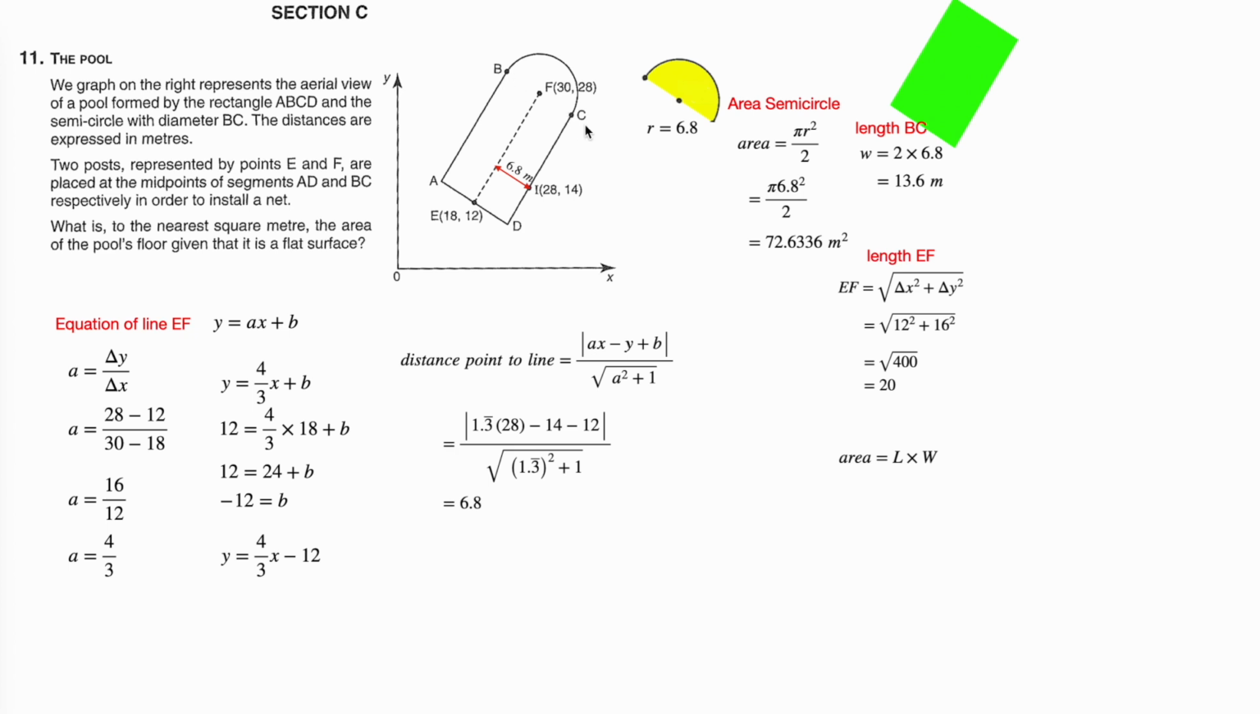The area of this rectangle is length times width, which is 20 times 13.6, which is 272 meters squared. The total area, add that to the 72.6336, is 344.6336 meters squared. And they want it to the nearest square meter. So I'm going to round that. The 6 is going to tell the 4 to round up to a 5. That's 345 meters squared. And that's it for question number 11.